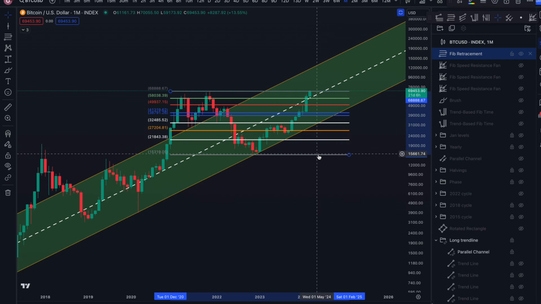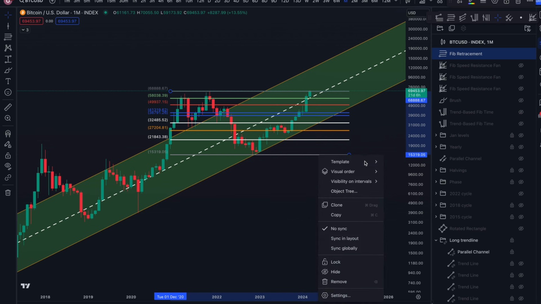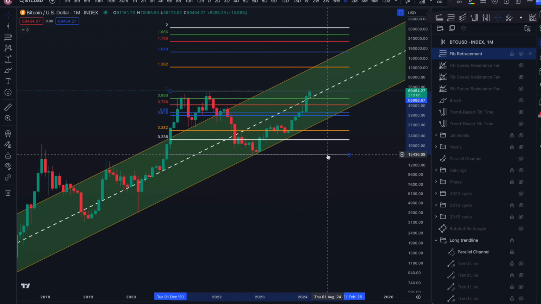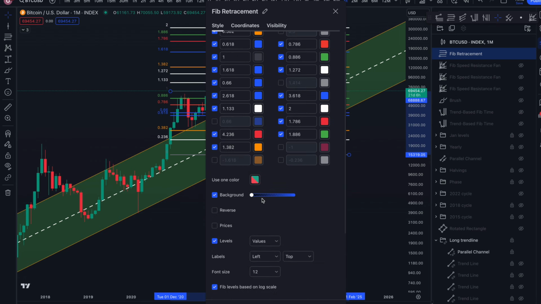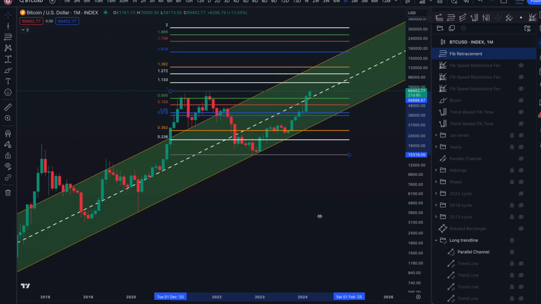Okay, and let's put the fib extension on, so see what extensions come up. Expansion, and let's put on the 172 and the 133. Make sure it's on log scale. And then what you'll have here, again, you'll have the 85,000 range coming in, then you'll have the 100 range coming in here.